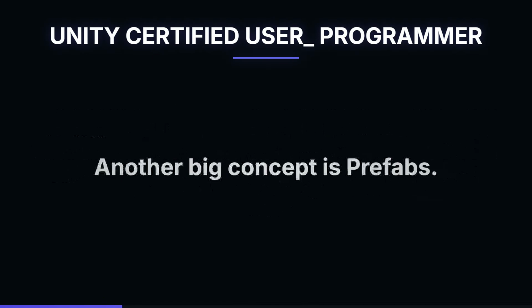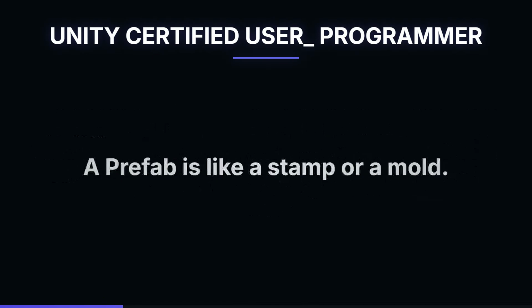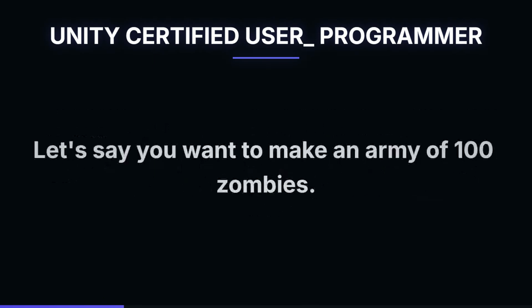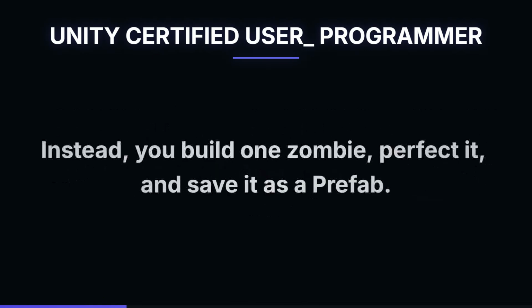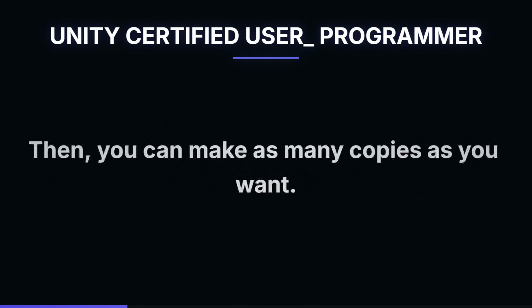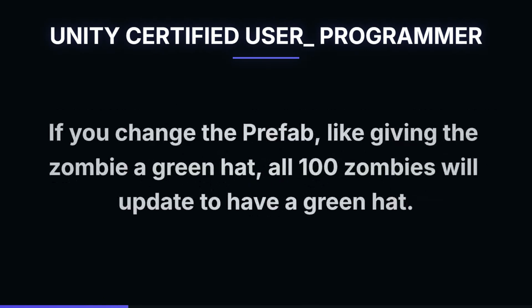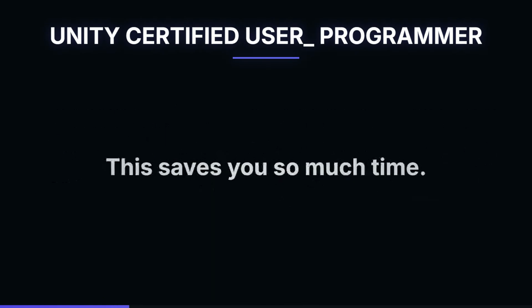Another big concept is prefabs. A prefab is like a stamp or a mold. Let's say you want to make an army of 100 zombies. You don't want to build each zombie one by one. That would take forever. Instead, you build one zombie, perfect it, and save it as a prefab. Then, you can make as many copies as you want. If you change the prefab, like giving the zombie a green hat, all 100 zombies will update to have a green hat. This saves you so much time.